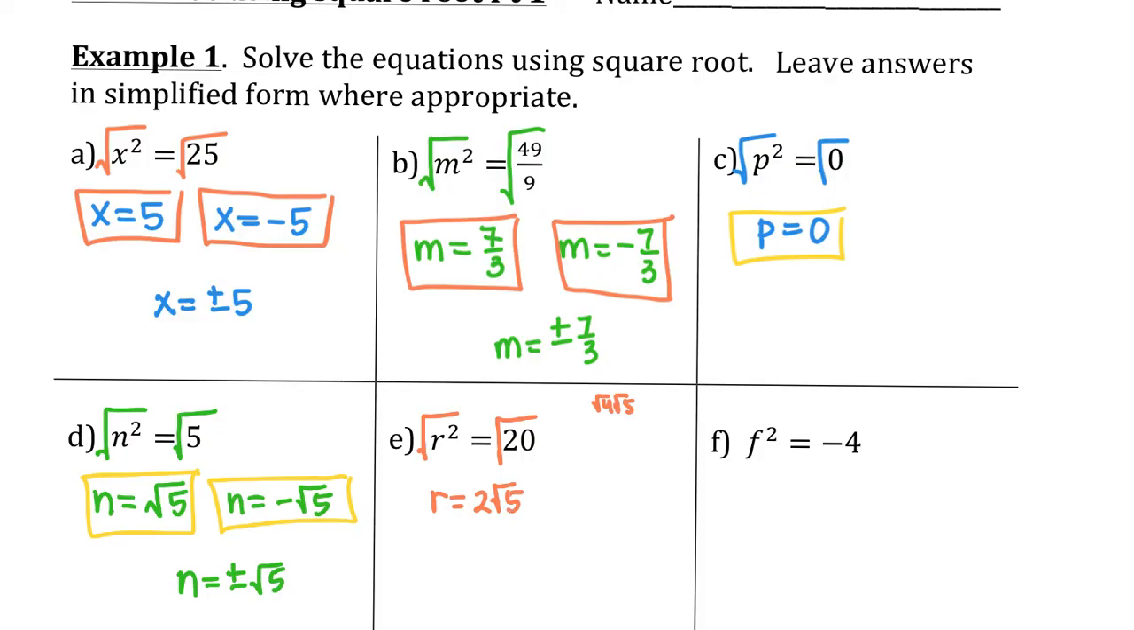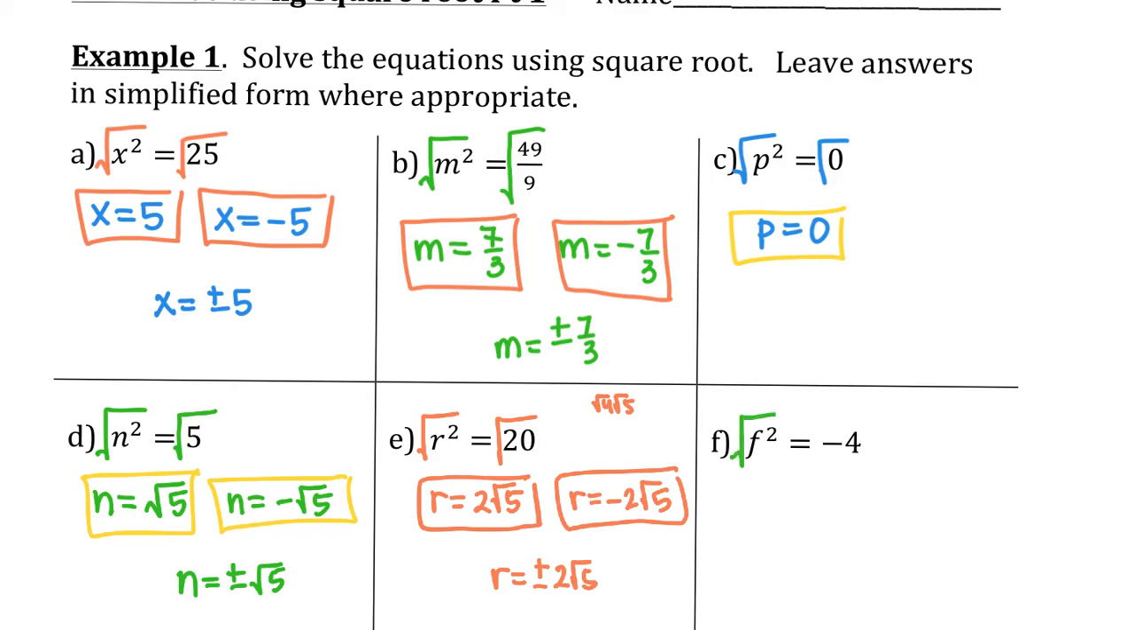So my answers are positive 2 square root 5 and negative 2 square root 5. Or if you would like to write it the lazy way, I can say r is positive and negative 2 square root 5. Don't write it both ways, but you can do it either way. Okay, last one's a bit of a trick, but we're still going to do it.